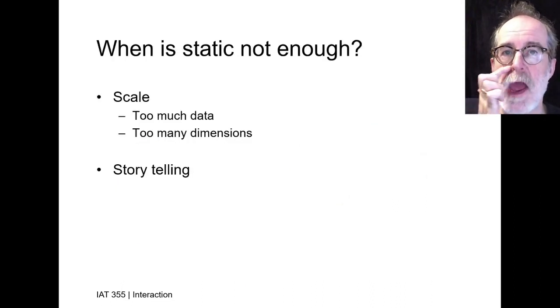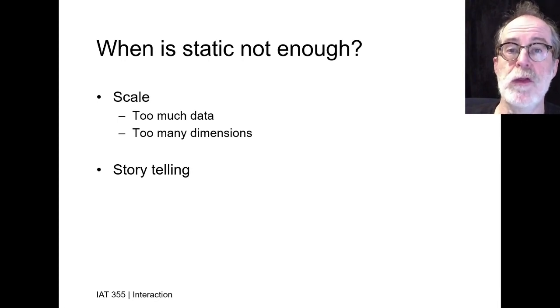So when is static not enough? Well, one of the primary situations where static is not enough is when there's just too much data, as I've already mentioned. The quantity of data is too large, and either the visualization system is approximating it in some way, or sampling it in some way, or in other ways dealing with the bulk by showing you not everything.